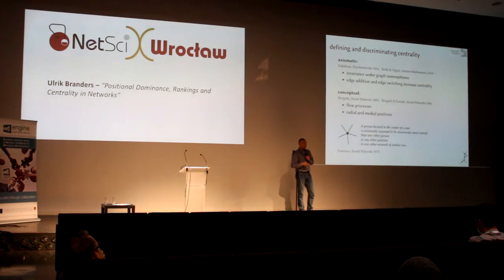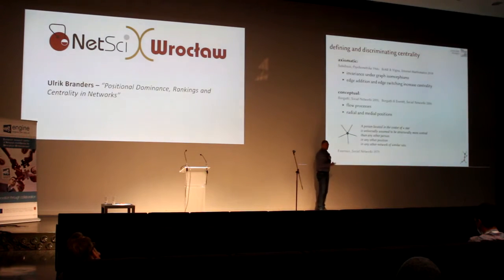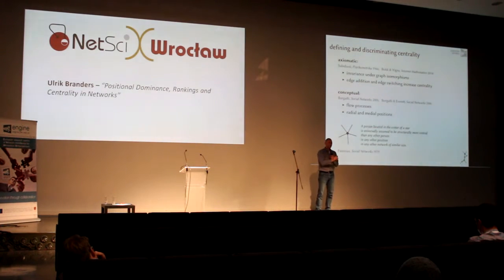It seems that the only thing that people agree on ever since Freeman wrote this explicitly is that if something is to be called a centrality index, it must assign the highest value possible to the center of the star. Right? This is the most centralized network, and the distinction between the center and the periphery should be the most clear.